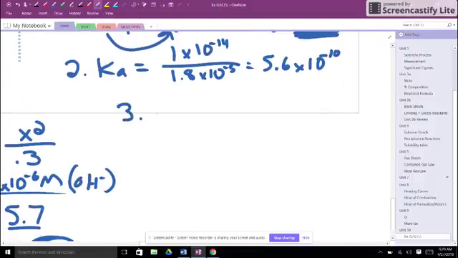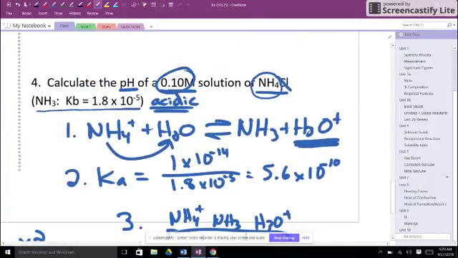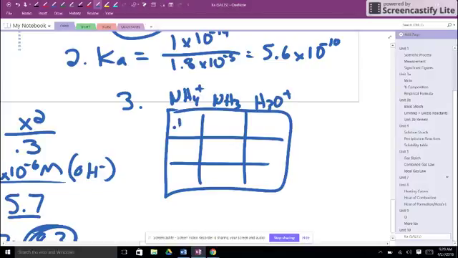Step 3, let's set up an ice table. We're going to have our ammonium ion, our ammonia, and our hydronium or hydrogen ion right here. So this is always going to be the value we're given. That's our 0.1 molar. It's a 1-to-1 ratio again, so we can directly say this. These are going to start out as 0. This concentration will go down. These two will go up.